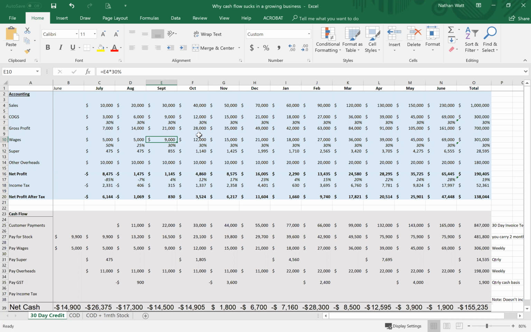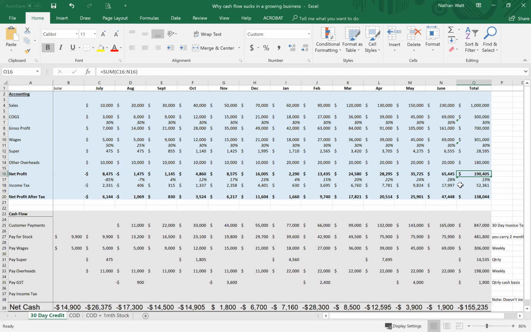Overheads remain the same at 10,000 until January, when they realise they're running out of space and they're growing so fast. I need to take on some more space and all that sort of stuff, so they double their overheads in January, giving 180,000 of overheads for the year, leaving a net profit of $190,000, which is 19% of sales. So a pretty good return for a new business, and that excludes any taxes so far. The tax payable on that will be $52,000 in the following financial year. So $190,000 profit. What does it look like for cash flow?